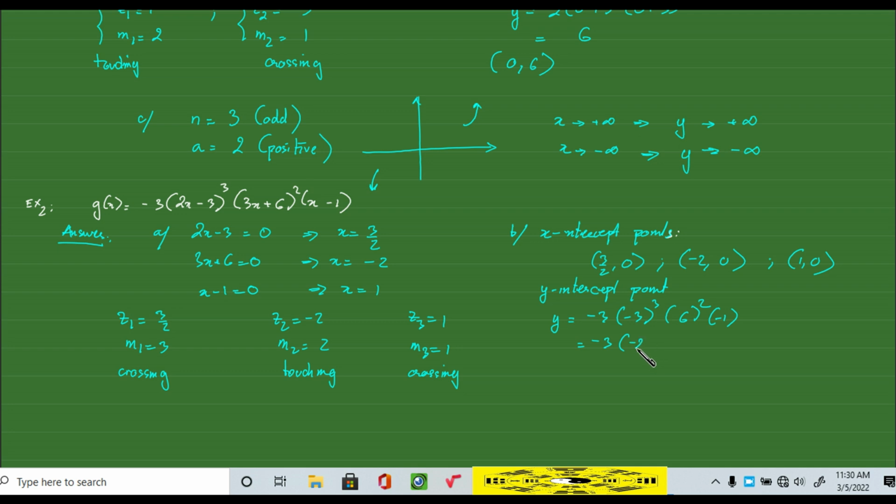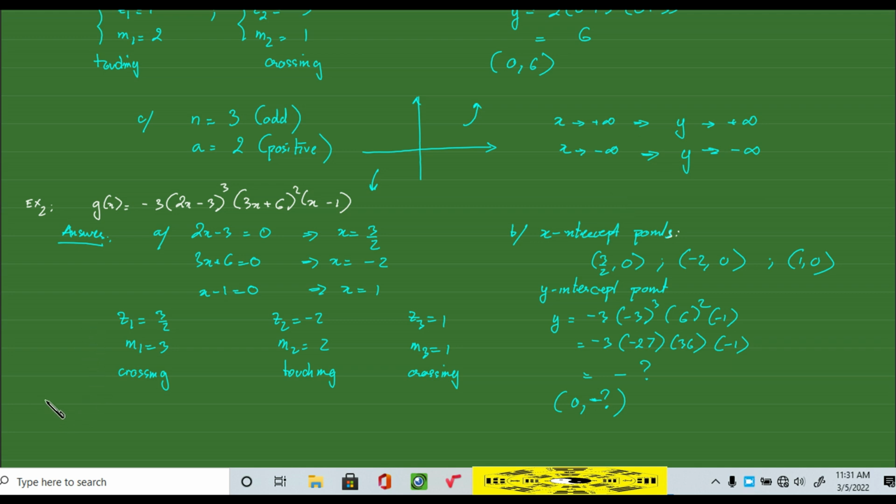This gives you -27. This 36 is -1. That's a pretty big number. It could be negative something, 3 times 27 times 36. Go ahead and calculate it for yourself. Then the y-intercept point will be 0 and the negative number right there. I don't have a calculator here, so you go ahead and do it for yourself.